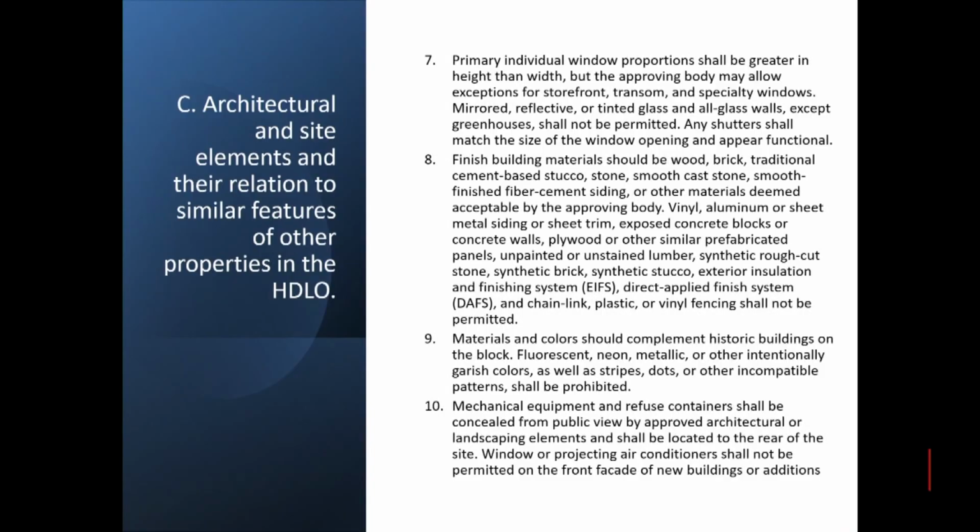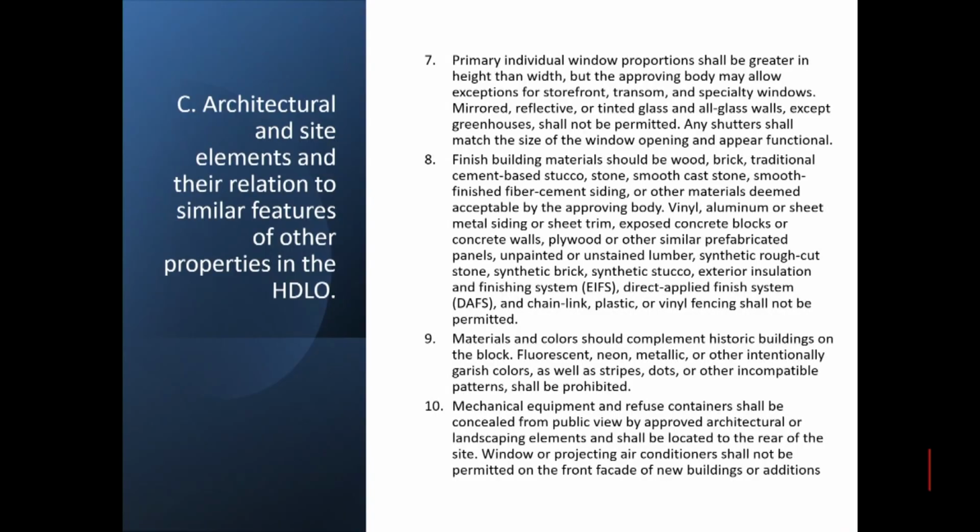I think what's worth pointing out is vinyl, aluminum, or sheet metal siding or sheet trim, exposed concrete blocks or concrete walls, plywood and other similar prefabricated panels, or unpainted or unstained lumber, synthetic rough cut stone, synthetic brick, basically anything synthetic, EIFS or DAFS, I've never heard this one, direct applied finish system, DAFS, and chain link, plastic or vinyl fencing are not permitted.